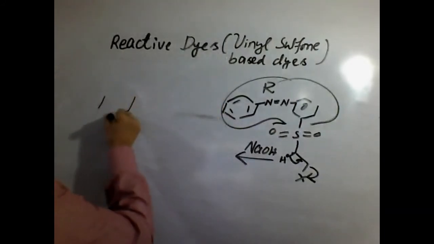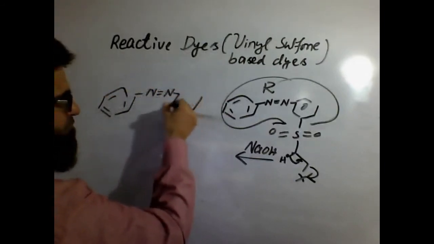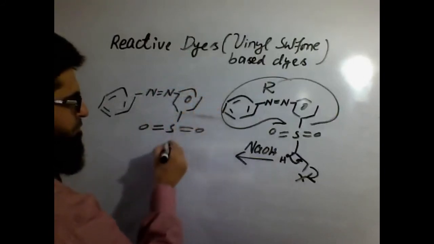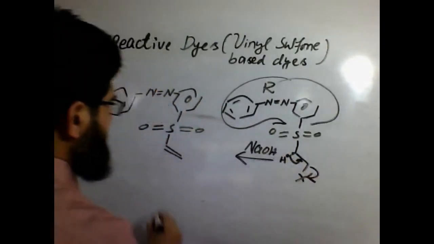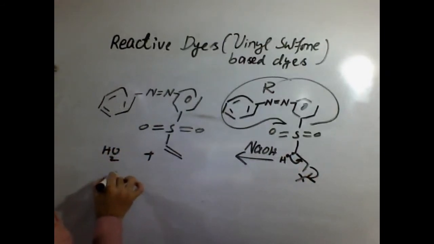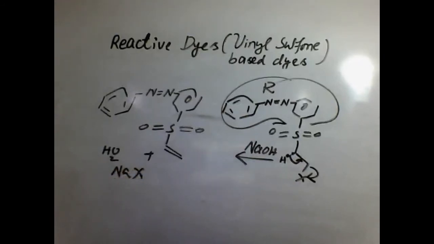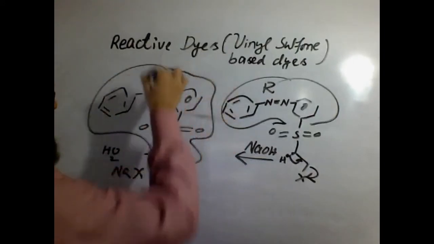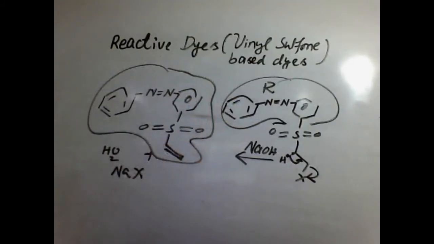So one can have this sort of, here is the vinylic functionality generated. One will get water, and we can get sodium halides. So this is how the final vinylic functionality carrying dye, vinyl sulfone based dye, is supposed to be.